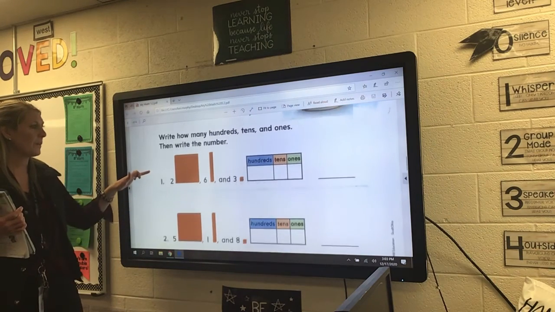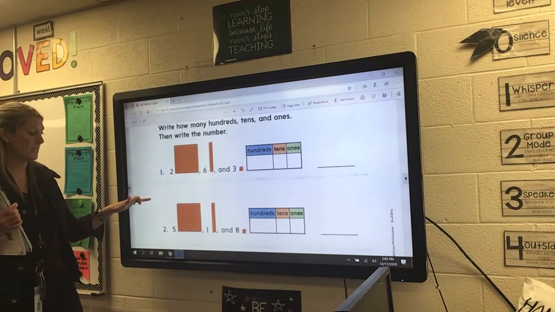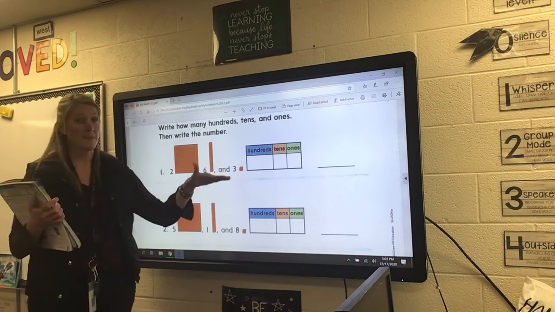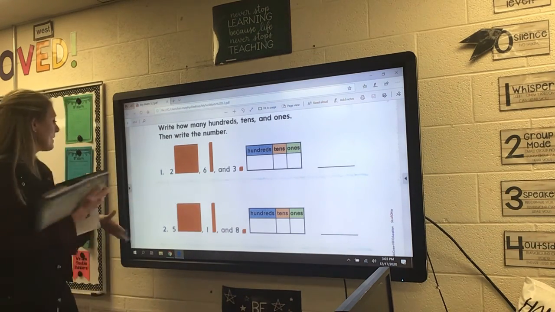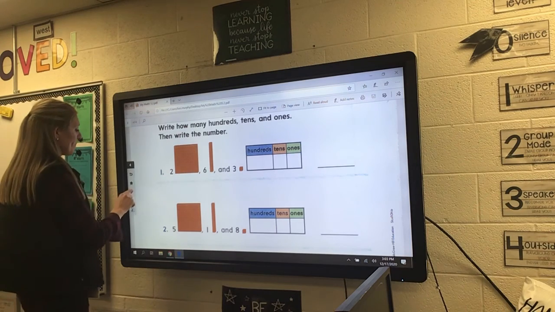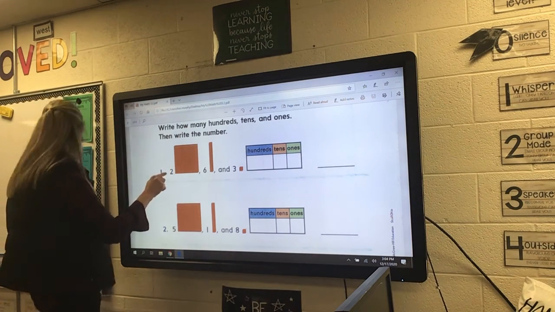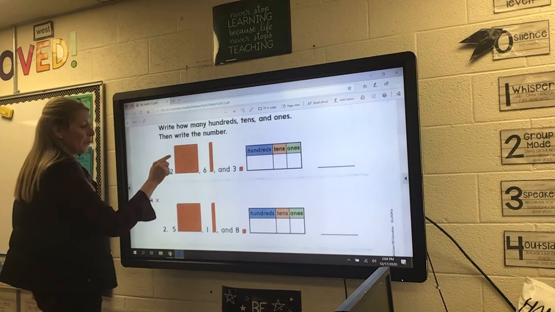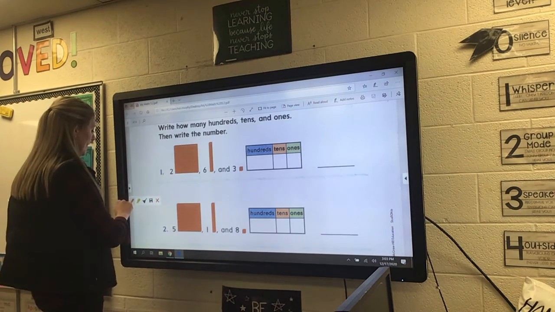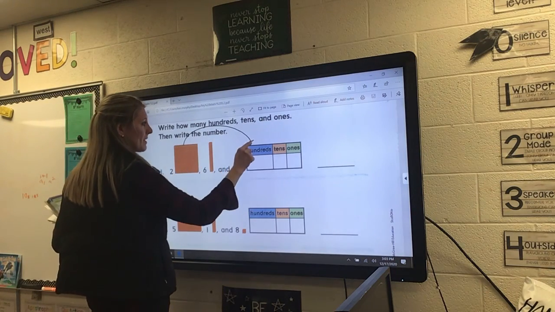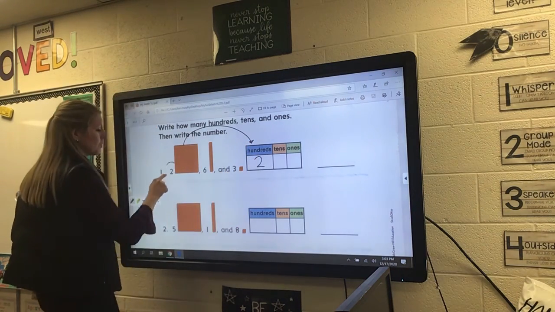Now, down below, we are gonna write how many hundreds, tens, and ones. And then we are gonna write the number, okay? So if you look at this first one, instead of drawing out each flat, they said there is 2 hundreds or 2 flats. So I know in my place value house, this is gonna go in the hundreds. There's 2 of them. 200.